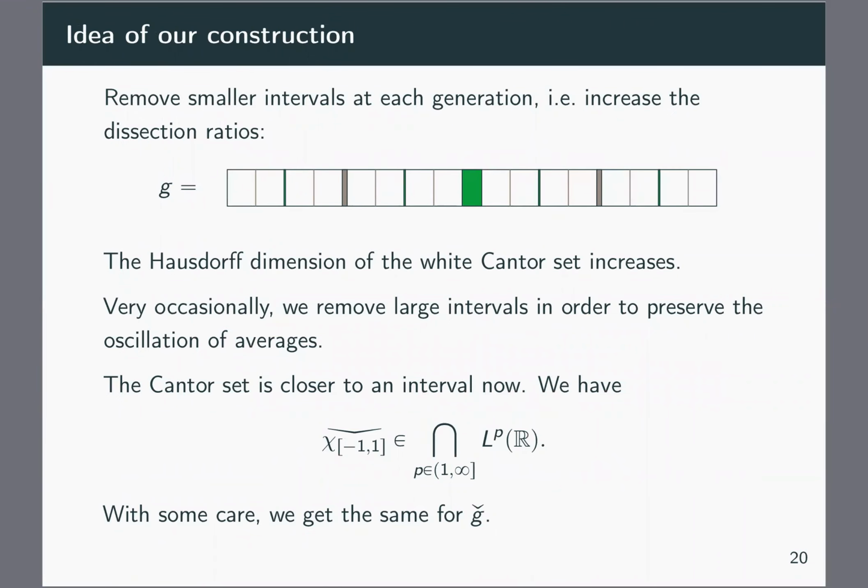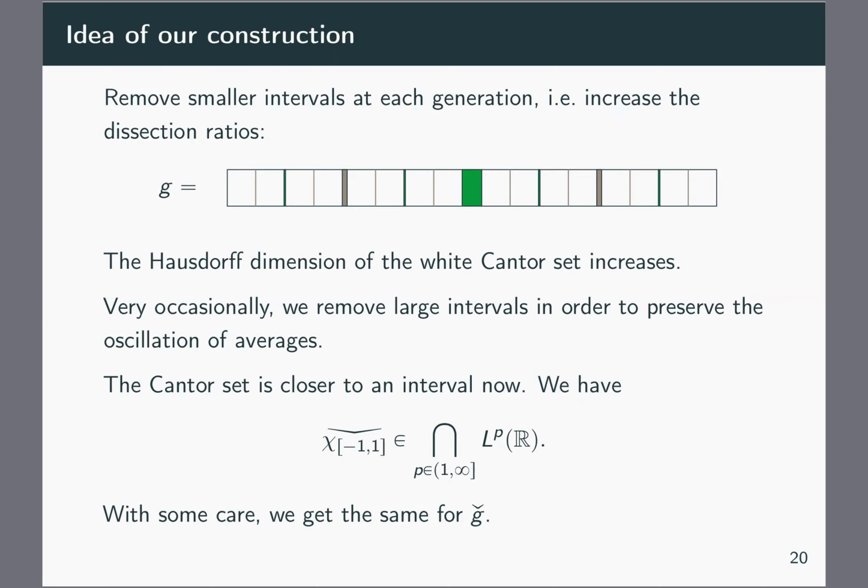The idea for this is we now want to, instead of removing the middle third from each remaining interval, remove smaller and smaller proportions from remaining intervals so that the Cantor set we get starts to look a lot more like the interval. In fact, if you remove less at each generation, you will increase the Hausdorff dimension of your set. The only thing we need to pay attention to is that if we remove too little at every generation, then the oscillation of averages that we got before for the function g may be destroyed, because all the averages may go to 0.